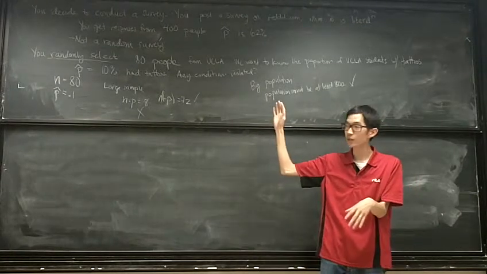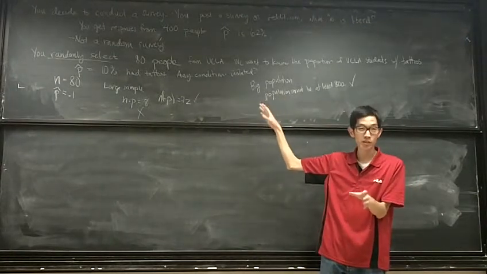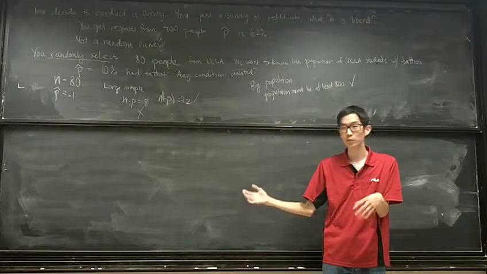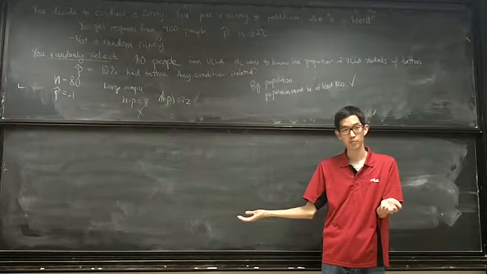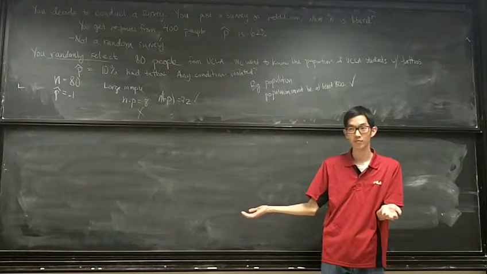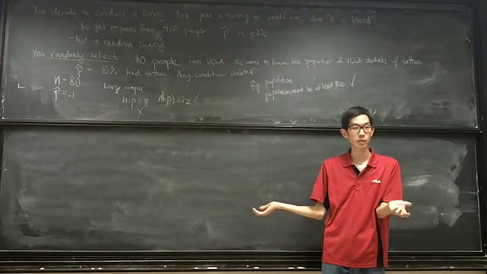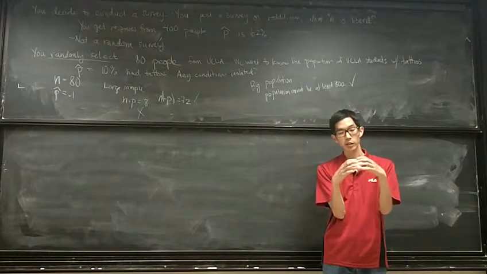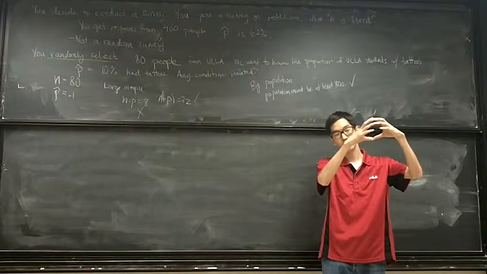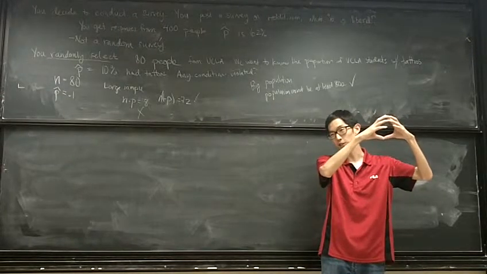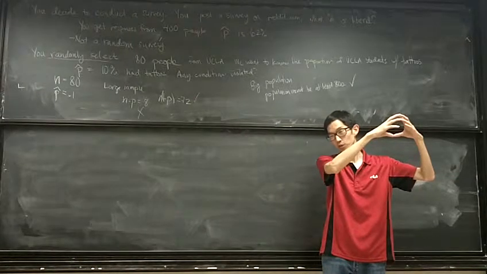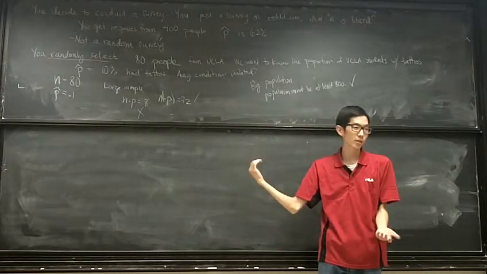What's my population parameter? The proportion in the population that's Asian. Do we know that number? No, we don't. But what we're going to do is say, well, my sample had 23% Asian. So what does that tell us about the population?